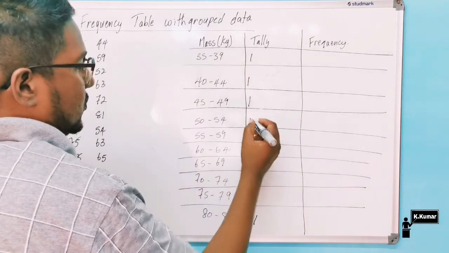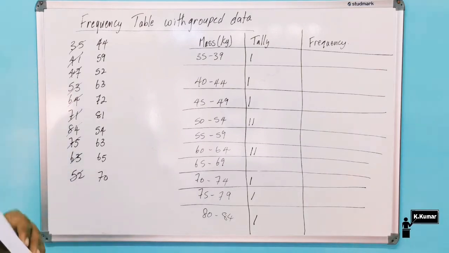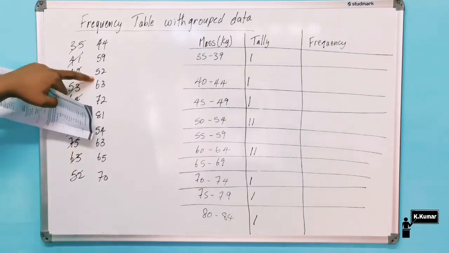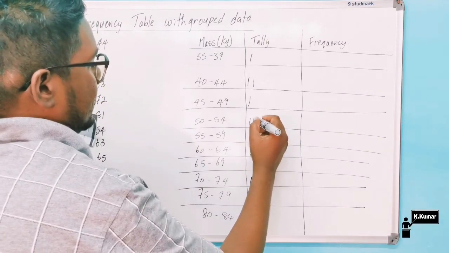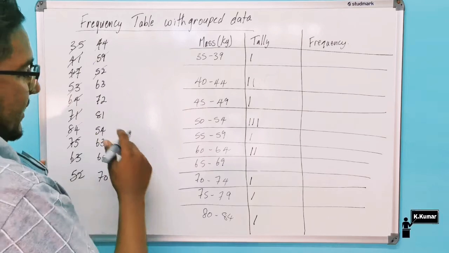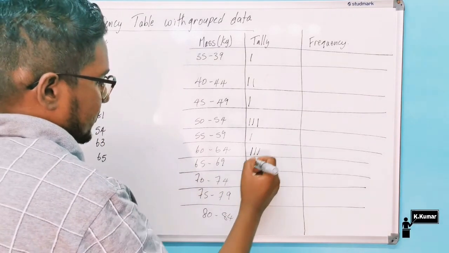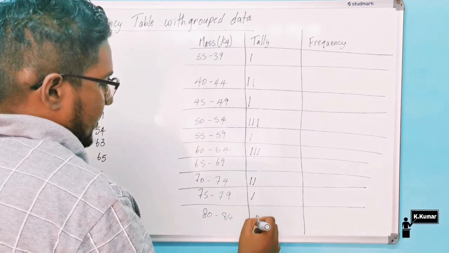52. So you have to be very careful when you're placing your numbers. 44, 59, 52. 63, 72, 81.